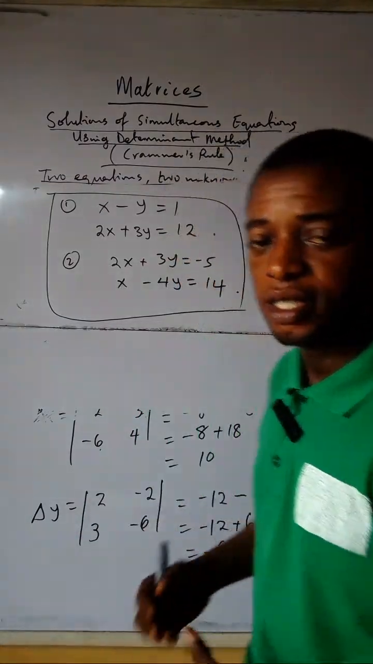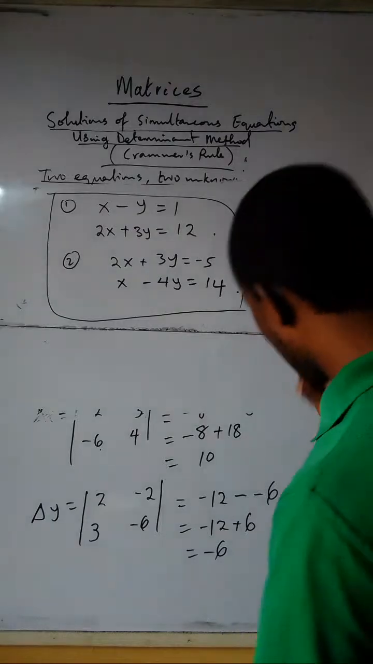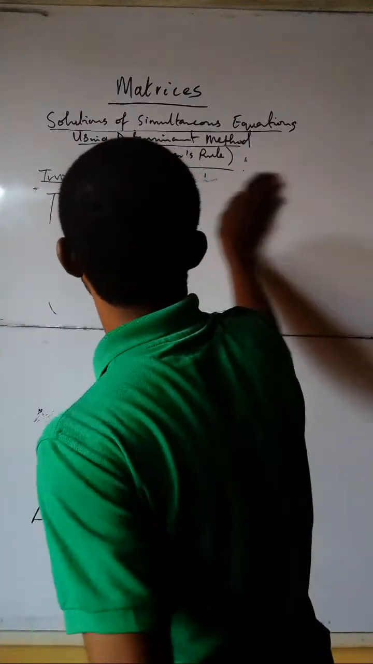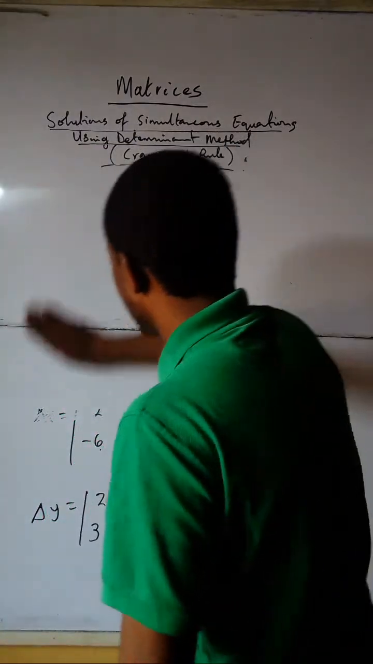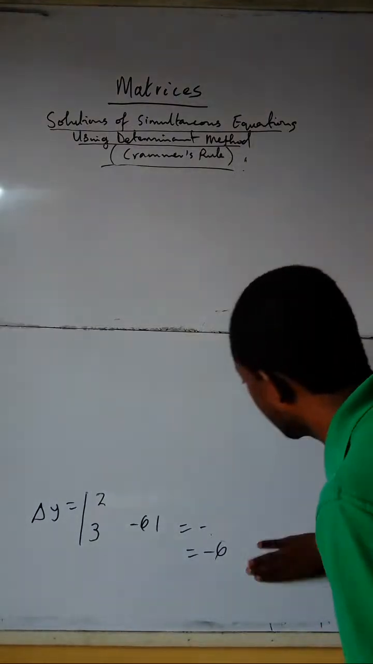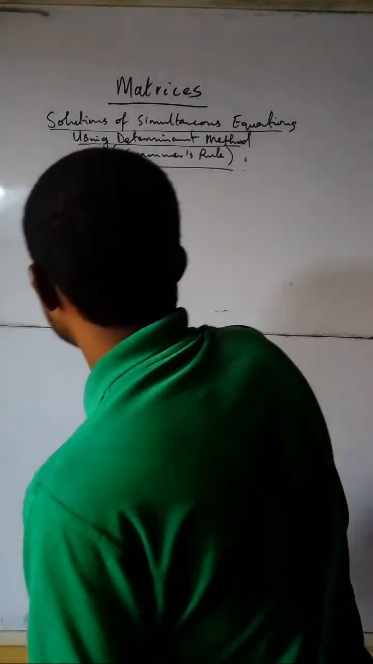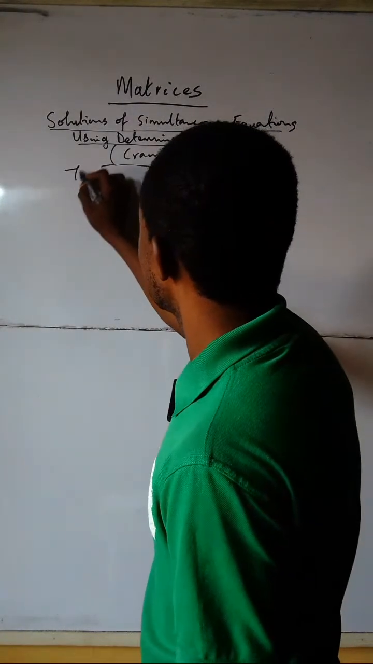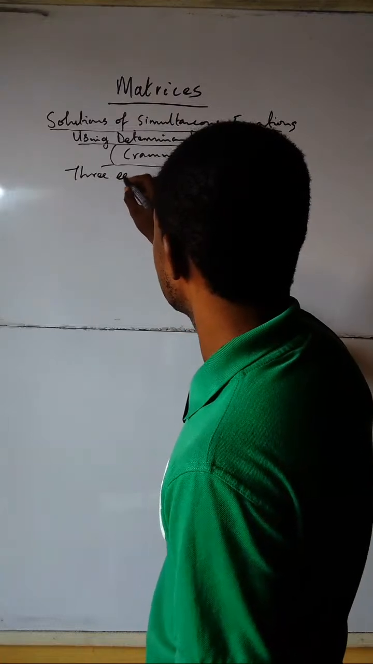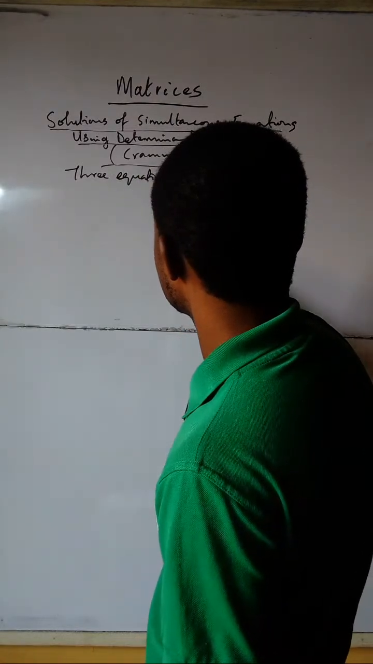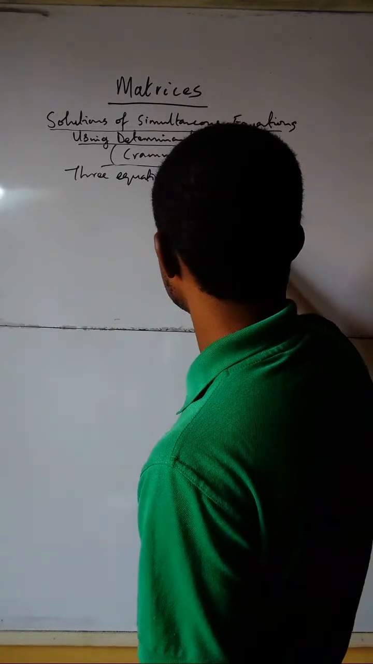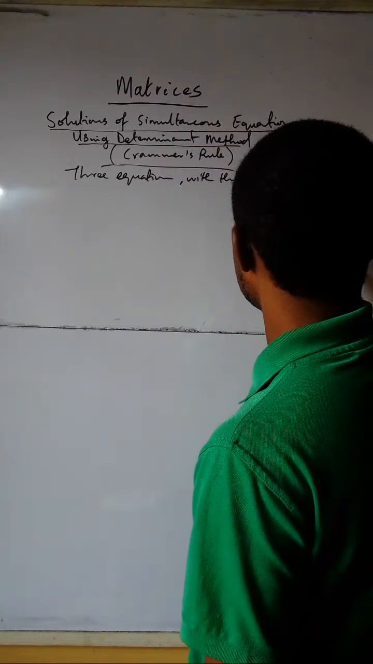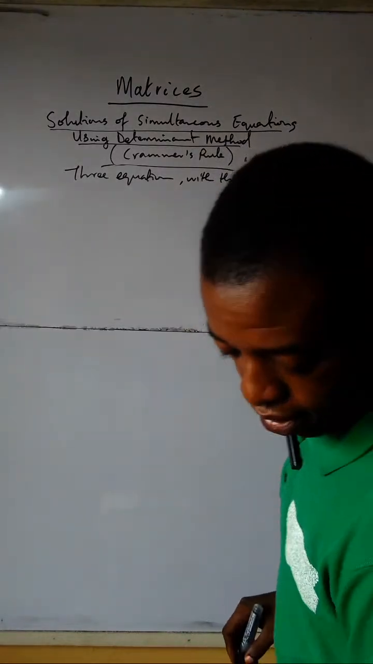Now, very quickly in this class, let's look at three equations in three unknowns. So for three equations in three unknowns, the general way of handling that is similar to two equations in two unknowns. Now, let's quickly check out three equations with three unknowns.